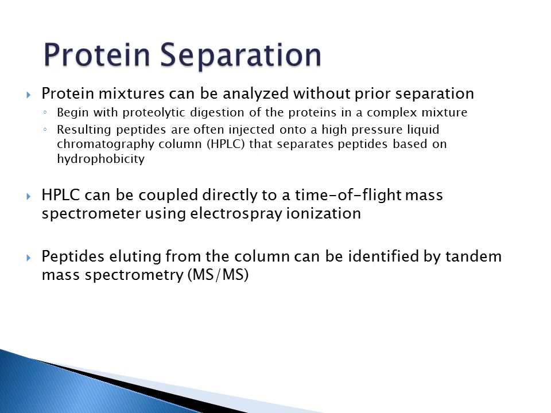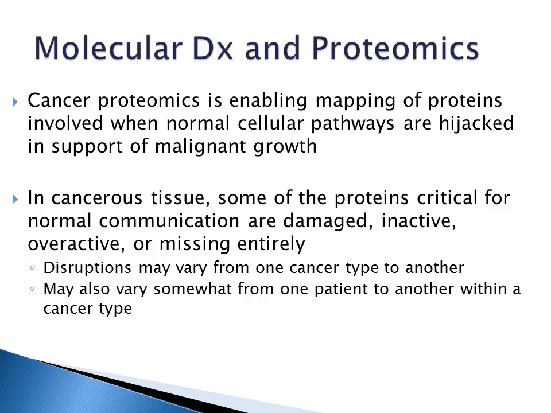Peptides eluting from the column can be identified by tandem mass spec. The first stage of tandem mass spectrometry isolates individual peptide ions, and the second breaks the peptides into fragments and uses the fragmentation pattern to determine the amino acid sequence. Labeling with isotope tags can then be used to quantitatively compare protein concentration among two or more protein samples.